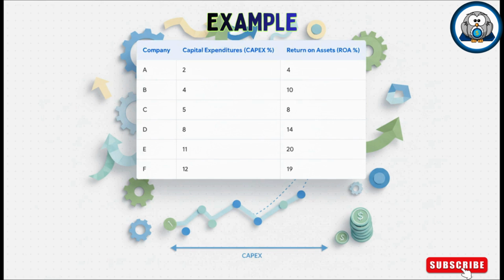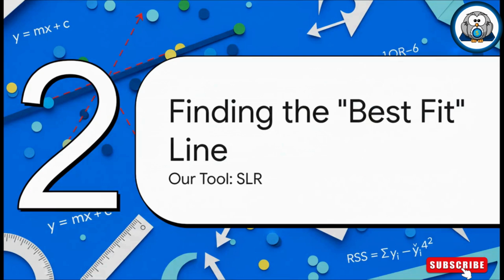Now, you can kind of eyeball it, right? It looks like when CapEx goes up, ROA goes up too. But "looks like" isn't good enough in finance. We need a much more rigorous way to confirm this. And that brings us to our main tool for the day. This is where simple linear regression, or SLR for short, really shines.